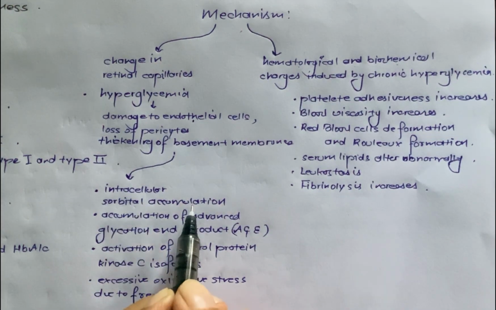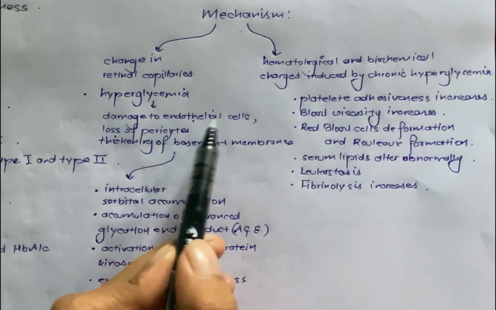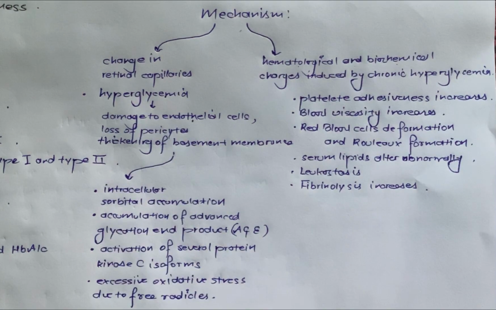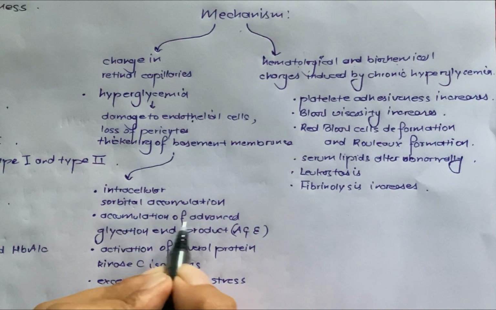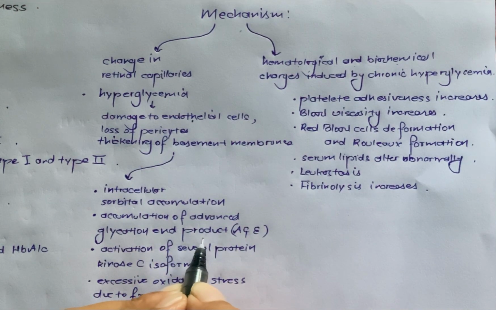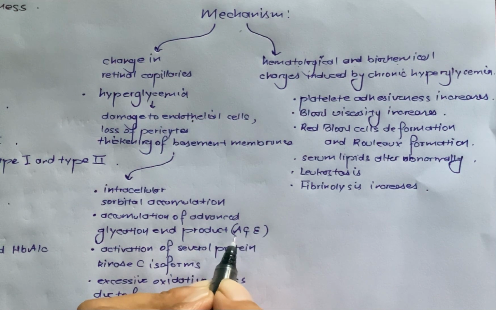Intracellular sorbitol accumulation, accumulation of the advanced glycation end products, activation of several protein kinase isoforms, and excessive oxidative stress due to free radicals will lead to damage to endothelial cells, loss of pericytes, and thickening of the basement membranes. Talking about the accumulation of advanced glycation end products, when glucose reacts with proteins in the blood vessels, it forms AGEs. These compounds can accumulate and contribute to vessel damage, inflammation, and the development of complications such as diabetic retinopathy.